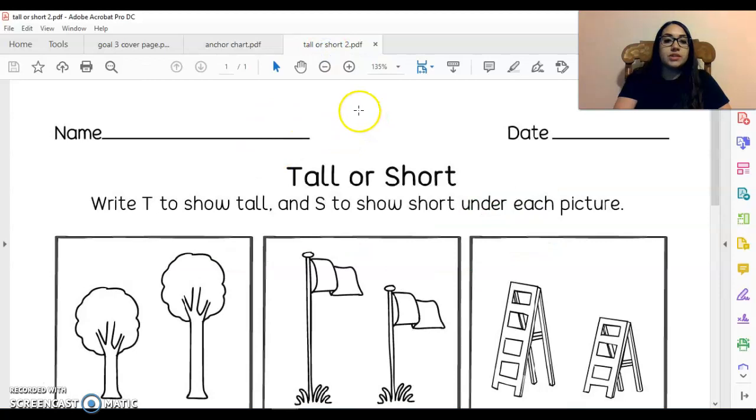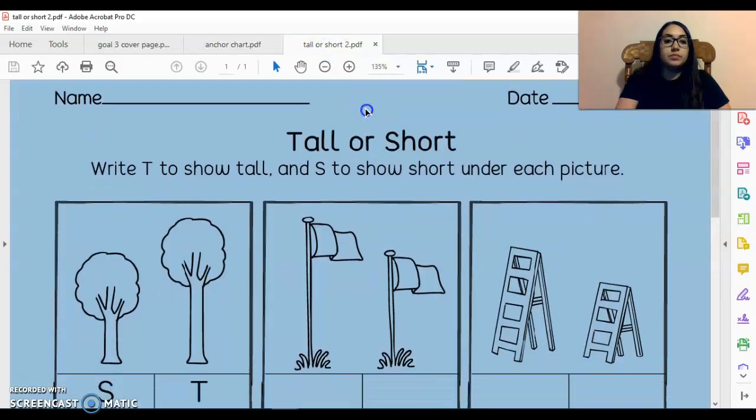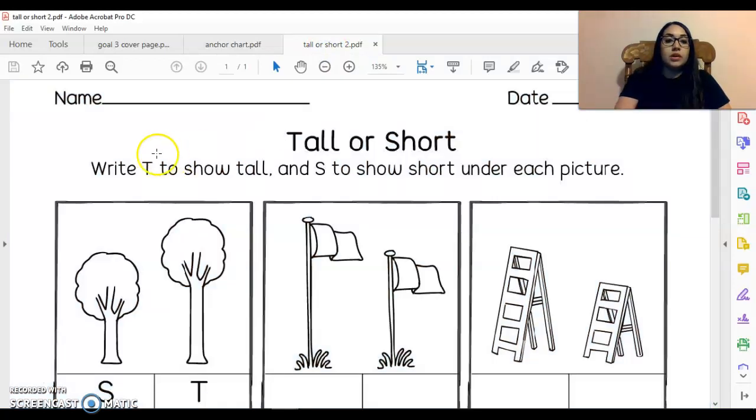So for your assignment, Jonathan will write T to show tall and S to show short under each picture.